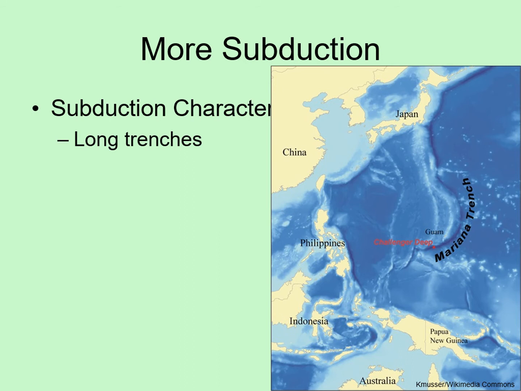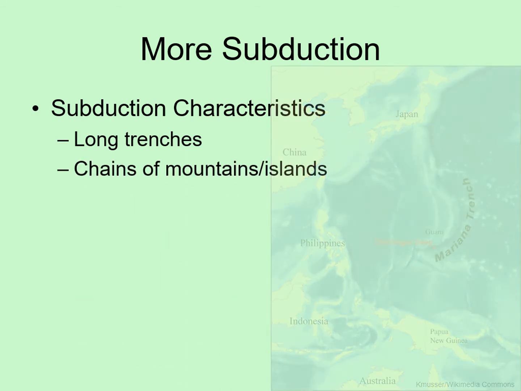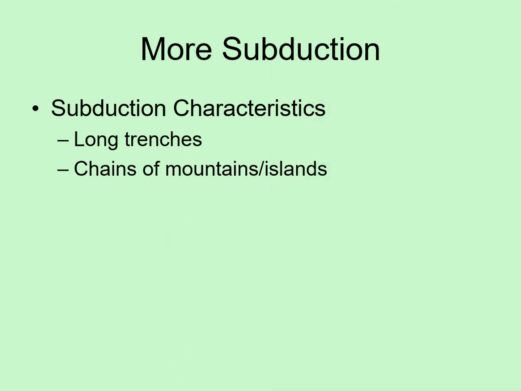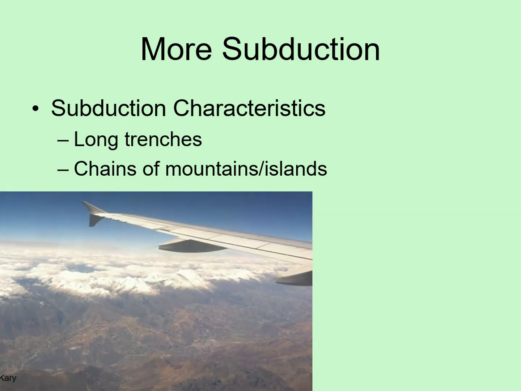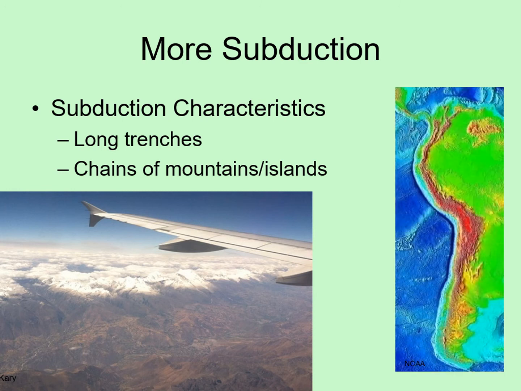The next obvious feature is chains of islands or mountain ranges. These form on the edge of the plate that isn't being subducted. A fine example of this is the Andes Mountains of South America. This long chain of mountains extends along the entire west coast of the continent. In this map, you can also see the deep trench just offshore from the Andes as well. Here, the South American plate is pushing over the Nazca plate.